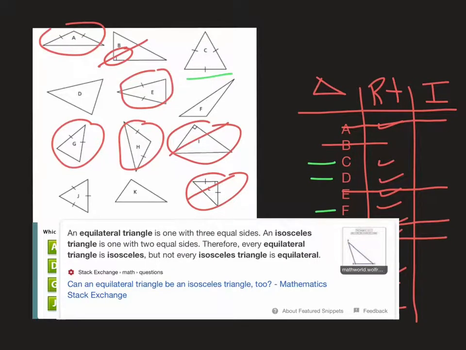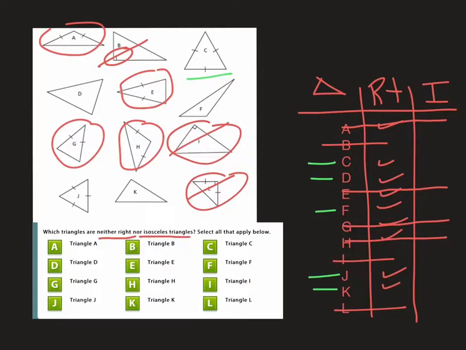So the answer says an equilateral triangle is one with 3 equal sides. An isosceles triangle has 2 equal sides. Therefore, every equilateral triangle is also isosceles, but not every isosceles triangle is equilateral. So yes, the answer is true. An equilateral triangle is also considered isosceles because it has at least 2 equal sides. So that being said, we get back to our problem.